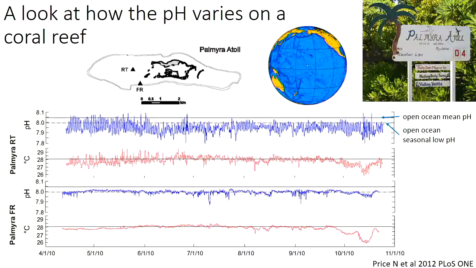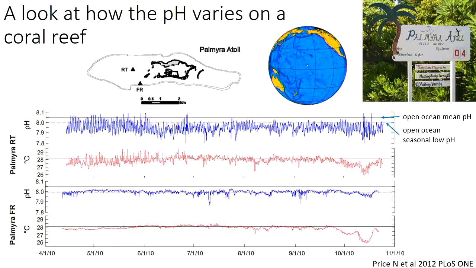So what you can see, first of all, is that the site that's in the middle of the reef, this one here, all of the values are quite low. So the pH is lower on the reef than outside the reef. And it's still low right on the edge of the reef here as well.